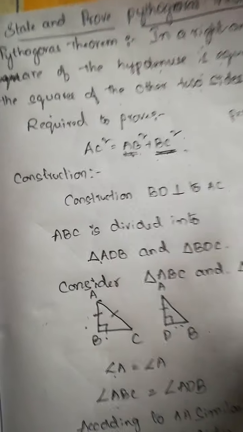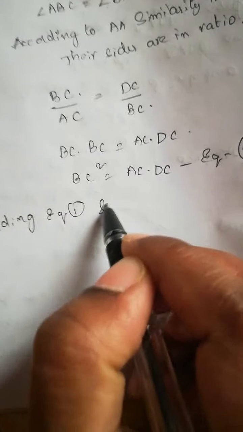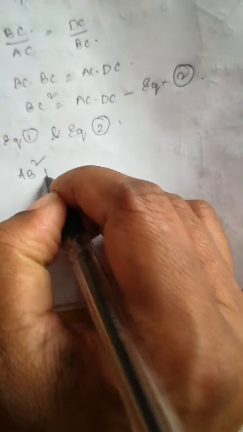See here, equation 1 is AB square and equation 2 is BC square. What we have to prove? AB square plus BC square, na? Now adding equations 1 and 2, what is equation 1? AB square. What is equation 2? BC square. We are adding what values on LHS. Here AB square is on LHS and here BC square is on LHS. Okay, adding now.